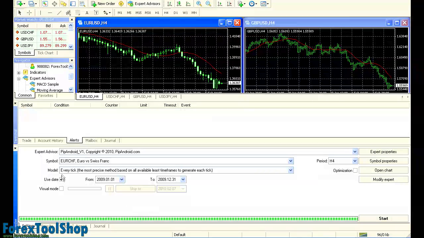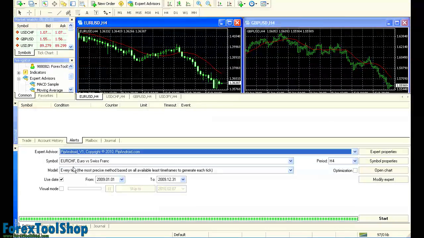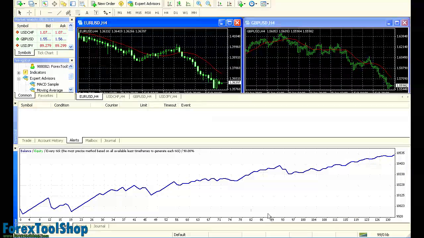We came to our settings. This back test is of the Euro Franc, so we selected Pip Android, Euro Franc, every tick, and for the year 2009, 4-hour period. And when we clicked expert properties, we simply input our order number in the designated area, and we started the back test. So like I expressed before, here is the balance graph. That's a very attractive curve going up with a pretty low drawdown here.